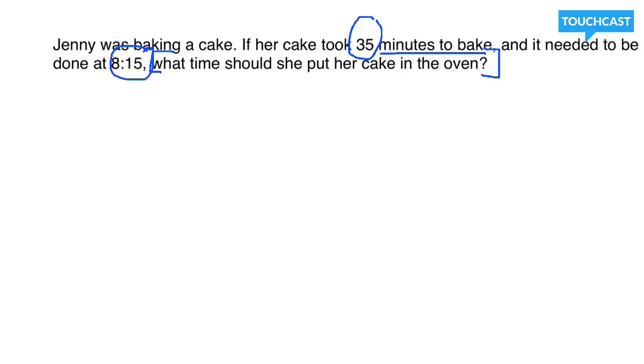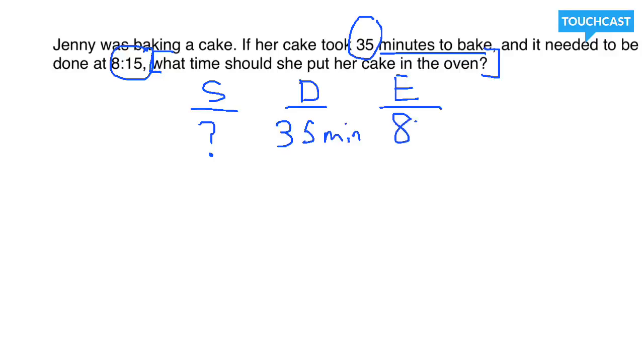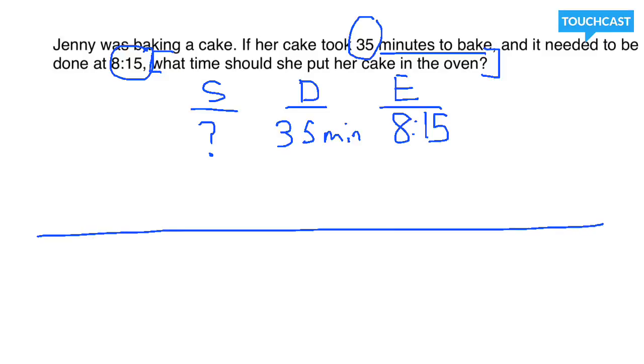So let's set up our work. And whatever I'm doing, you should be doing, because this is good practice for when you have to do these problems on your own. Start, duration, and end. Start time, I'm not really sure. She's putting the cake in the oven. I don't know when she needs to put it in the oven. Her duration would be 35 minutes. And her end time is something we know. It's 8:15. So instead of adding time, we're actually subtracting time.